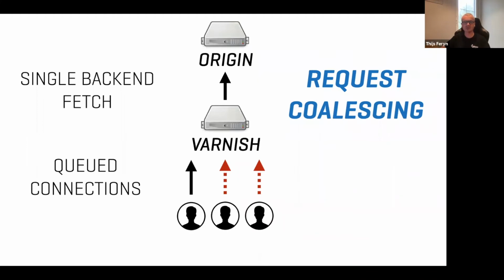Varnish has a feature called request coalescing, where similar requests for the same object are grouped, coalesced, if you will, and are queued on a waiting list. And these are satisfied by a single request to the origin server.